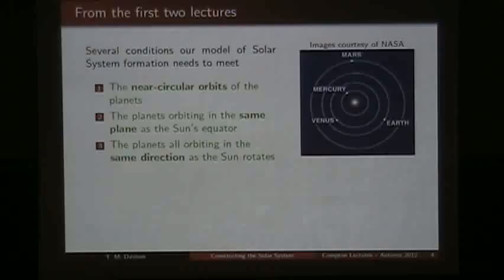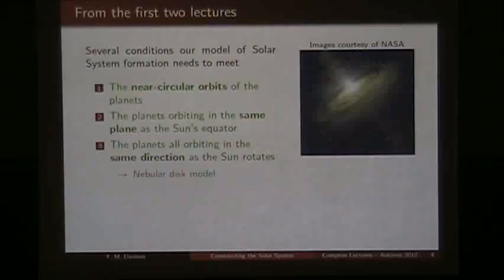So if you remember from the first two lectures, we came up with a model that explained why planets all have near circular orbits around the Sun. They all orbit in the same plane as the Sun's equator, and they all orbit in the same direction around the Sun. And we could explain all of those with our theory of the disk forming around the young Sun, collapsing from the nebula.